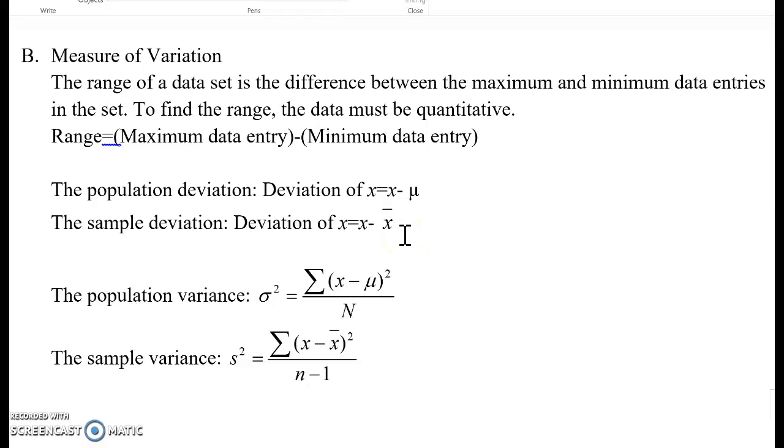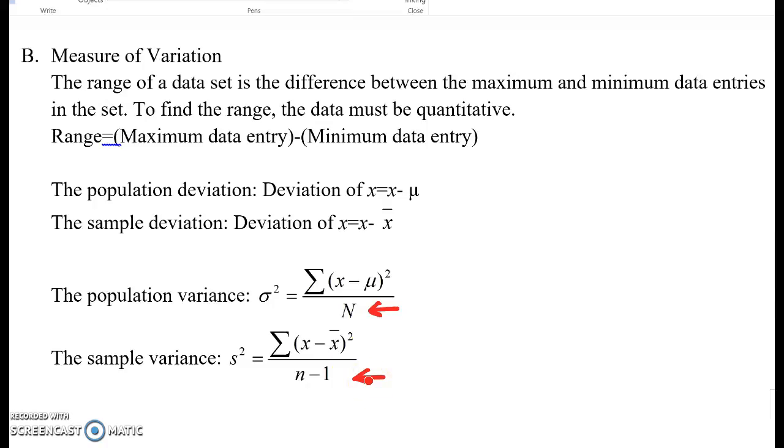The population variance, which is called sigma squared, is equal to the sum of each entry's mean deviation squared over the number of data. Similarly, the sample variance s squared equals the sum of each entry's mean deviation squared over n minus 1. You will see one difference between population variance and sample variance, which is the denominator: here n, but here n minus 1.